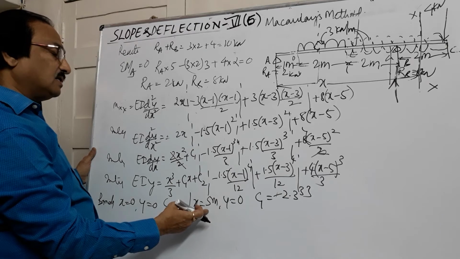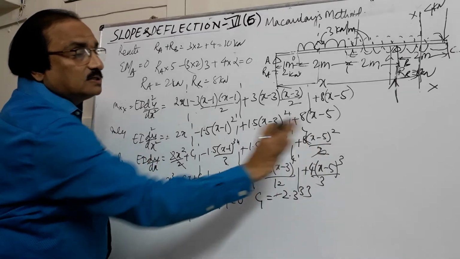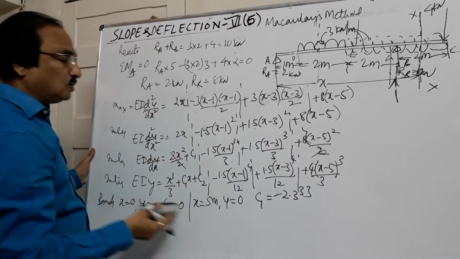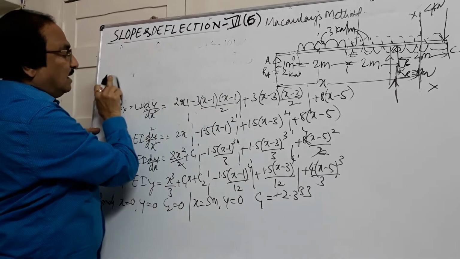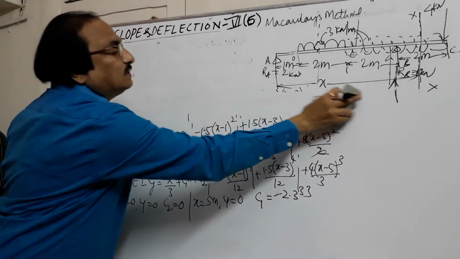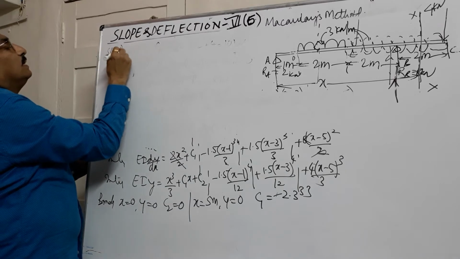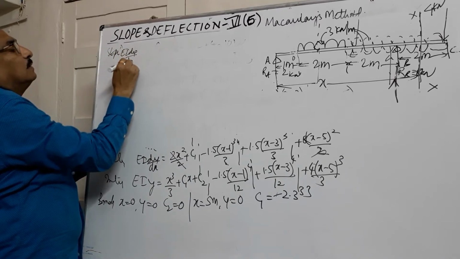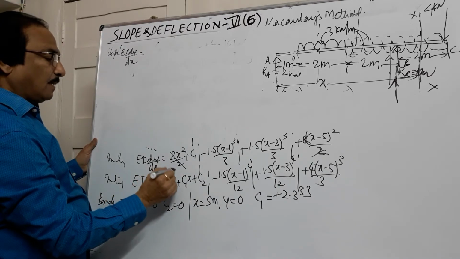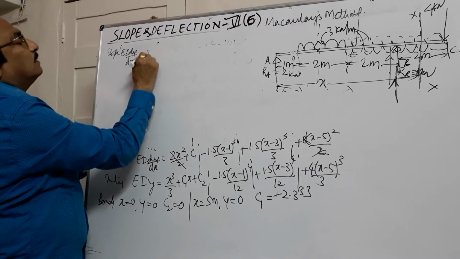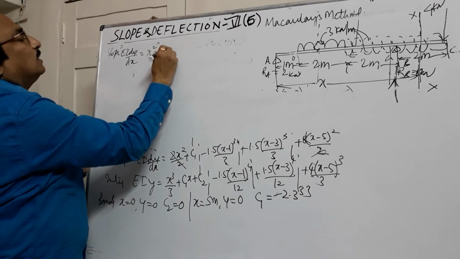See, when x is equal to 5 meters, this will be 5 minus 5, which is 0. That part will be going. So likewise, substituting the values, you get C1 and C2. Once you get C1 and C2, you can write the slope and deflection equation. Let us write the slope and deflection equation. So slope equation will be EI dy by dx is equal to x square plus C1, which is minus 2.333.